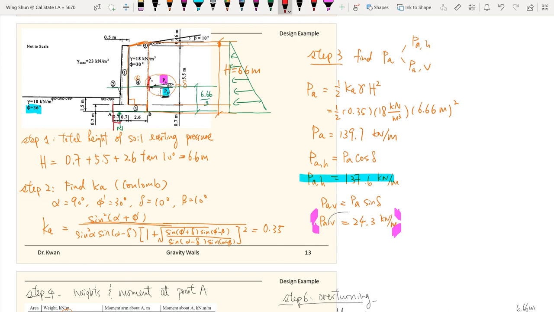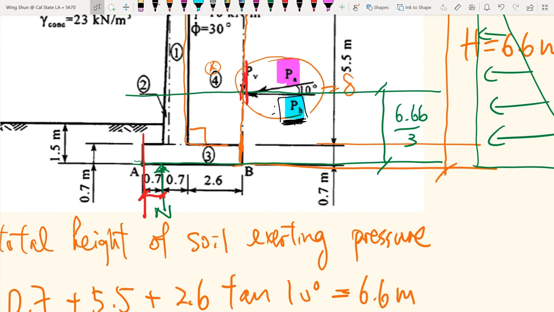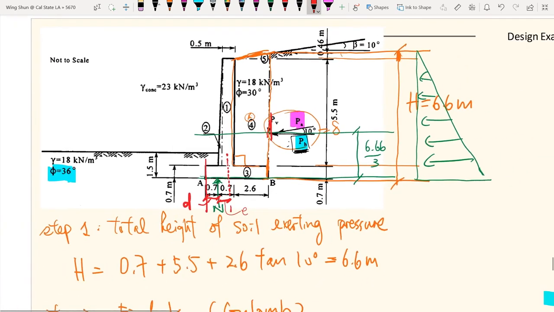So this dimension right here is what we call the resultant force location. I can call this the D distance, and this part right there is the eccentricity that we want to find out, and we want to check the location. And when we talked about overturning, we mentioned certain requirements on this eccentricity we need to check. So again, we try to find out the D here first. How far is this resultant force from the moment point A.